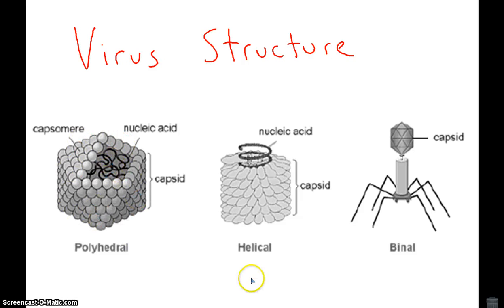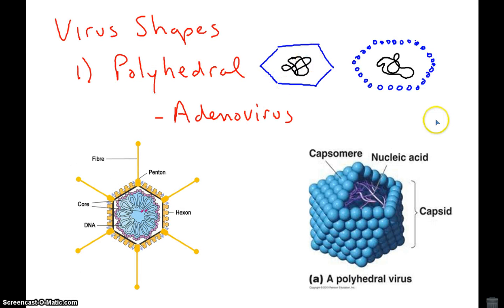So there's polyhedral. Here's one that's helical. So again, the capsid is almost in scales on the outside with the nucleic acid. And here's one we call a complex shape, or a bacteriophage, where the polyhedral capsule on the outside and the DNA would be in the middle. So those are the two parts. So it's a very simple structure. And then the shapes, and we're going to concentrate on four main ones.